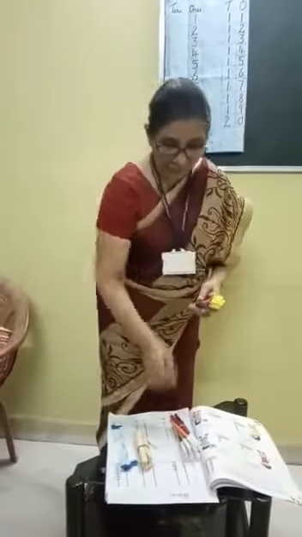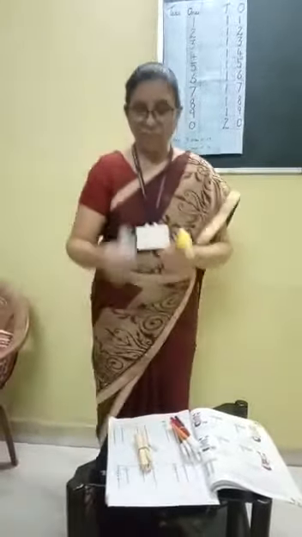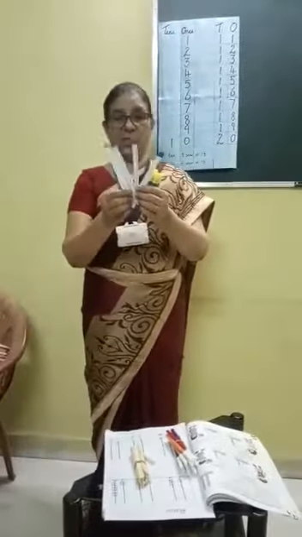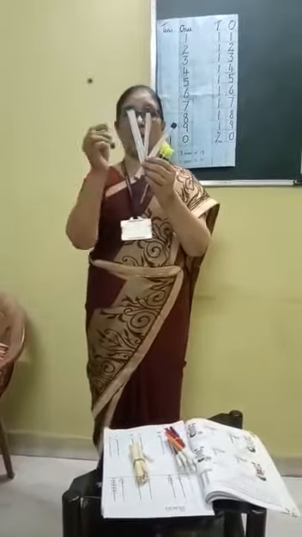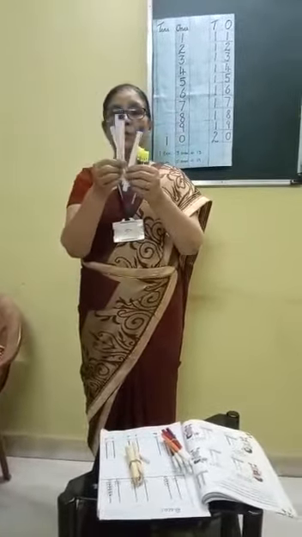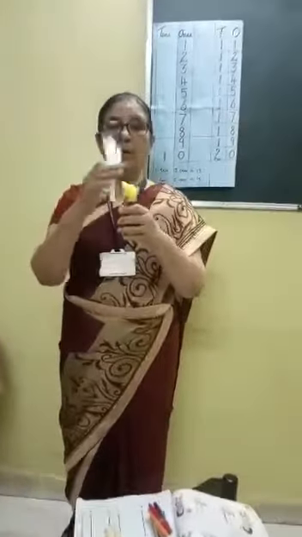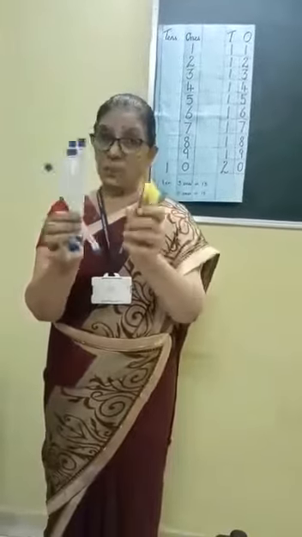Now, suppose I have these strips, how many strips do I have? 1, 2, 3 and 4. That means these are 10 sketch pens and these are 4 strips. So 1 ten, 4 ones. What do you call this number? 14.